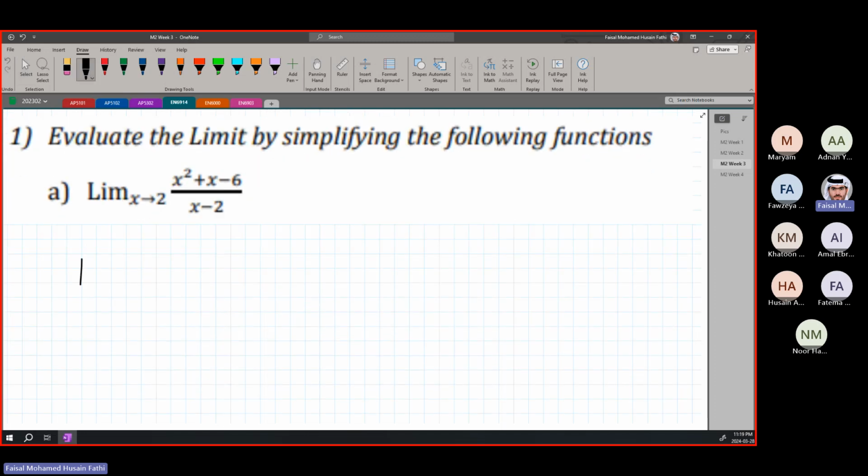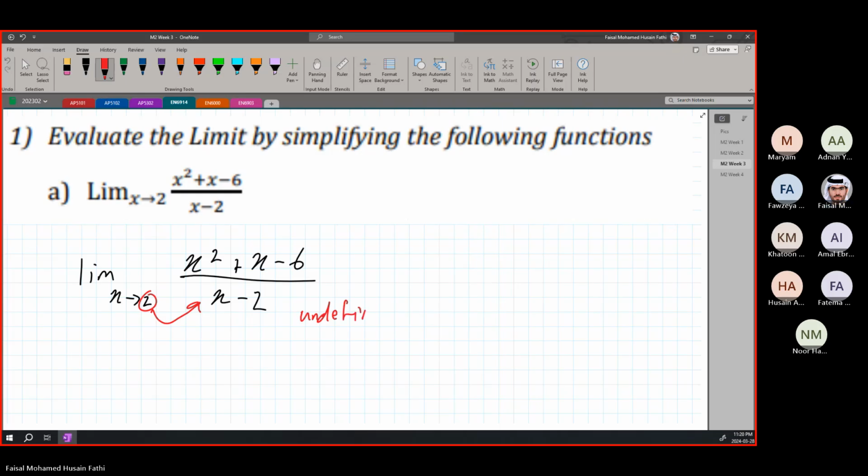Let me just write it: the limit as x approaches 2 of x squared plus x minus 6 divided by x minus 2 is the function. Okay, so if you notice, you cannot directly substitute here because it will become undefined. So we cannot do direct substitution, so we have to simplify. And the easiest way here is you can just factorize the one at the top.